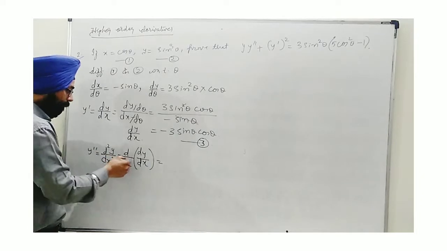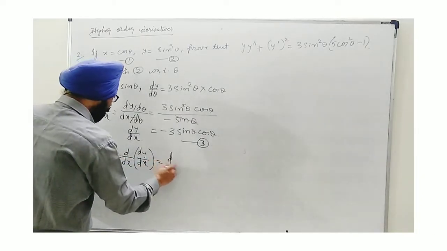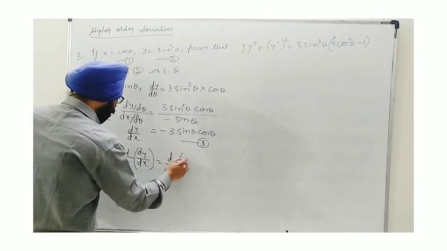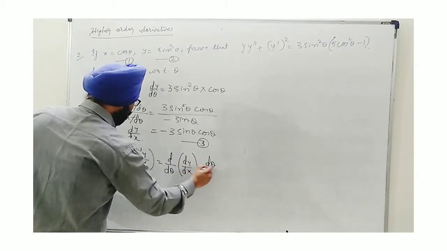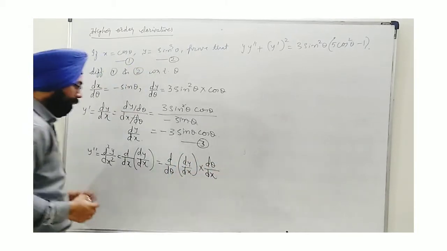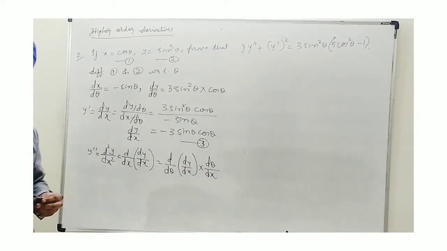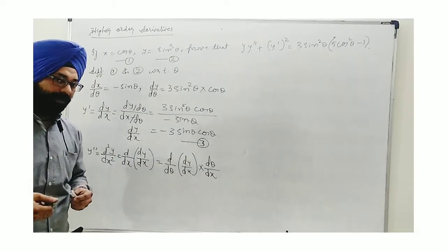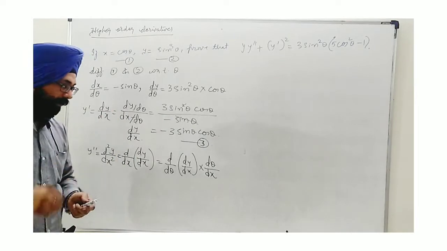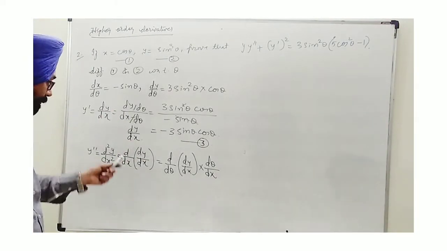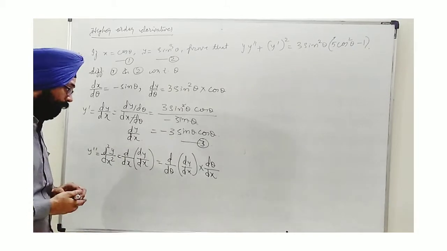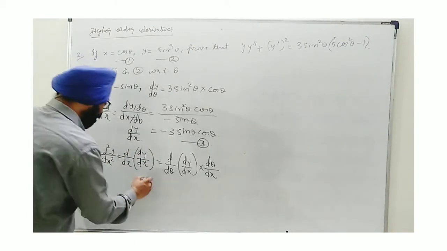So that's why first of all this is to be written d by d theta of dy by dx into d theta by dx. Suppose this thing you are not getting, in that case you should see the previous lecture of HOD, higher order derivative. In the first lecture I have explained how to operate parametric function, second order or third order, and so on. Okay, so this way we put the values now.